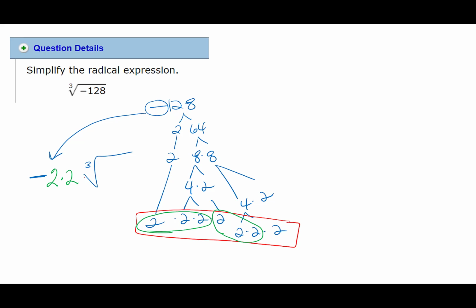Well, we know 2 times 2 is 4, so a better way to write that is negative 4. Remember, the negative came from the original problem, which was negative 128. We just brought the negative sign to the outside. Cube root of 2, because there was one 2 left over that didn't make it into a triplet group. And so negative 4 cube root of 2 is your final answer.